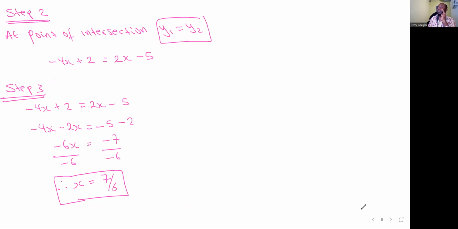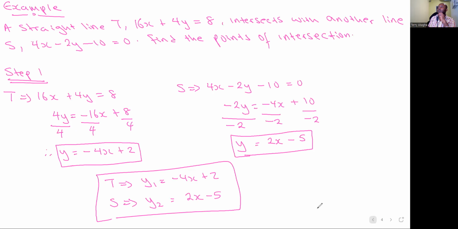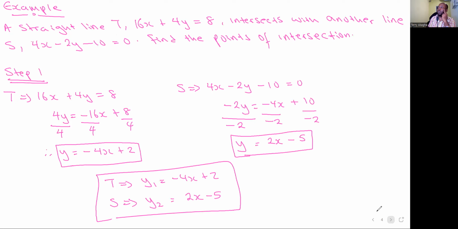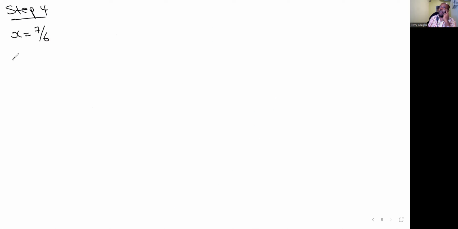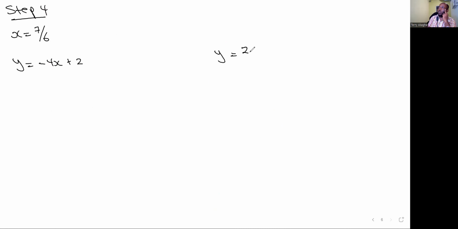So we're having this, x is equal to 7 over 6. Okay, x is equal to 7 over 6. So what is the y1? Was minus 4x plus 2. So remember, we're meant to substitute this into any of the equations to get y. So we have y is equal to minus 4x plus 2. And also, y was equal to 2x minus 5. I just want to prove to you that regardless of the one you choose, you will get the same thing.